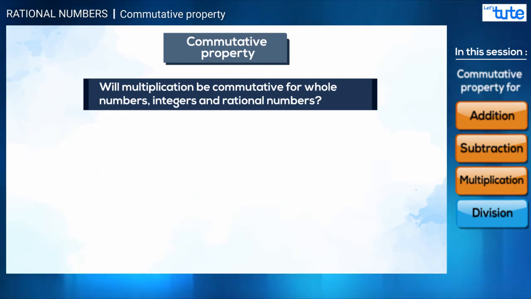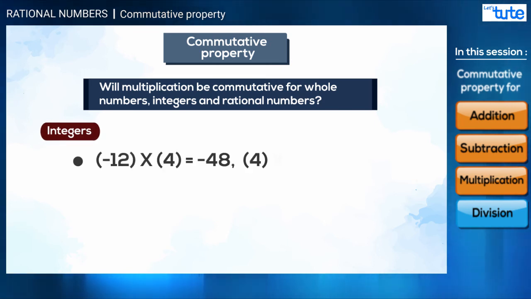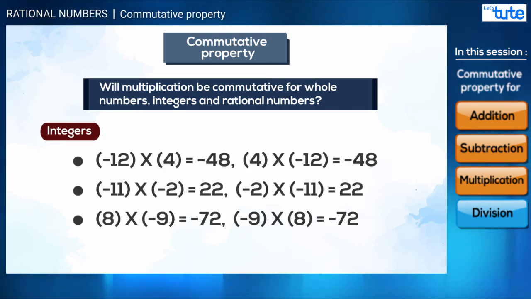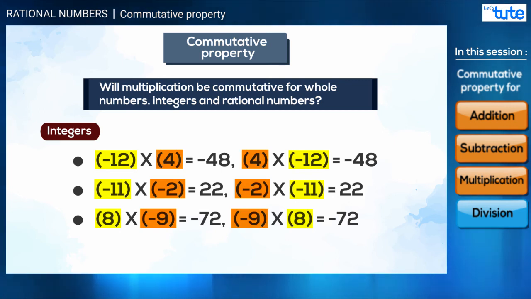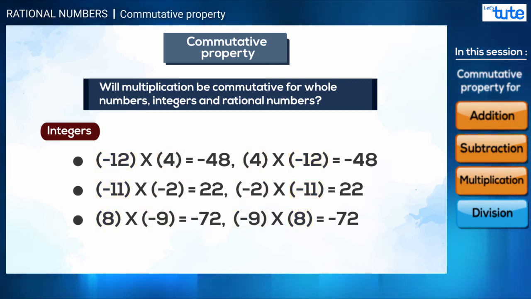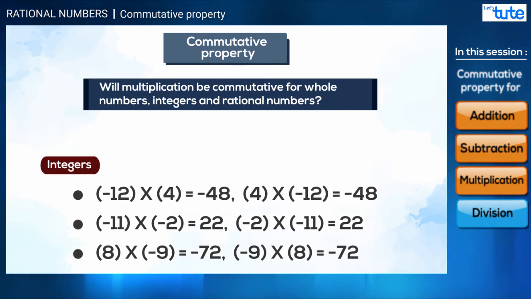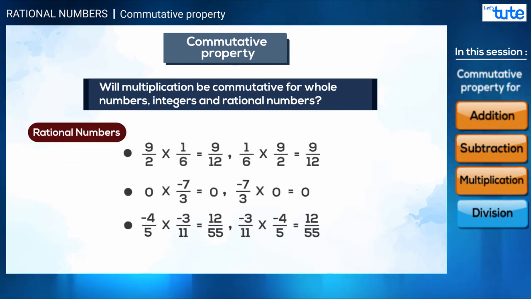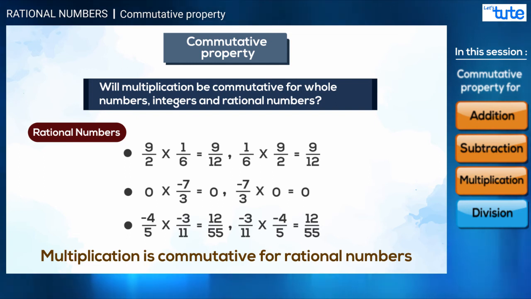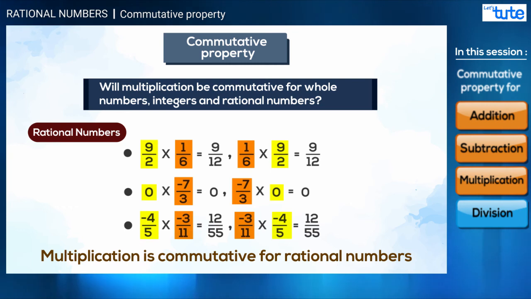Now, will integers follow the commutative property of multiplication? Let us check. Here, integers do follow the commutative property because the result is still the same when we interchange the numbers. Hence, multiplication is commutative for integers. Let's now multiply two rational numbers. So what can you say by looking at these examples? We can say that multiplication is commutative for rational numbers because changing the order does not change the result.